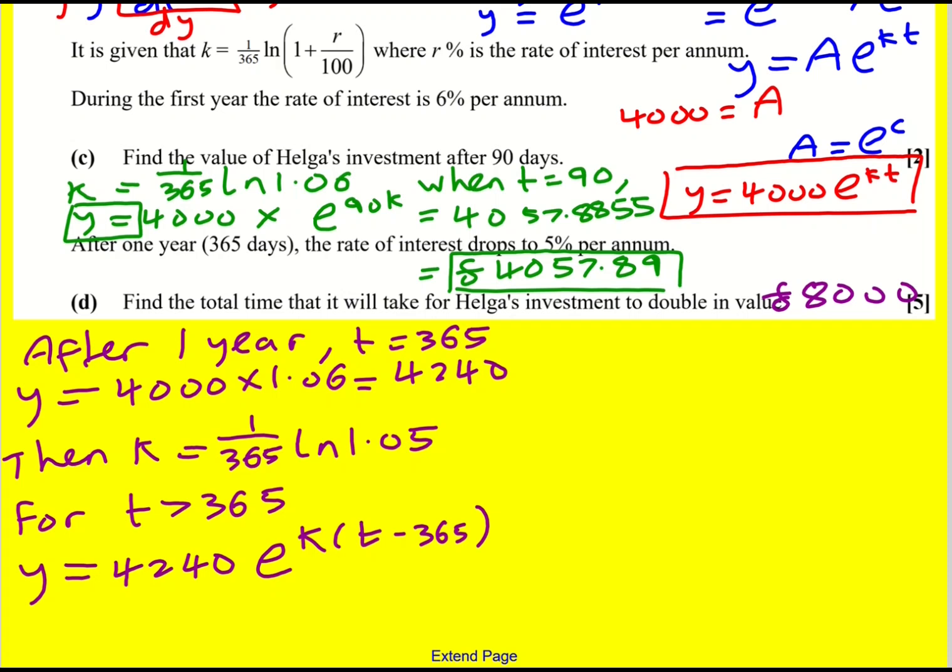Because you can see when t is now 365, we're going to get that y is 4240. And when t is, say, 375, we're looking 10 days in terms of the new model. And then what I want to do is set this equal to 8,000. So solve when y equals 8,000.